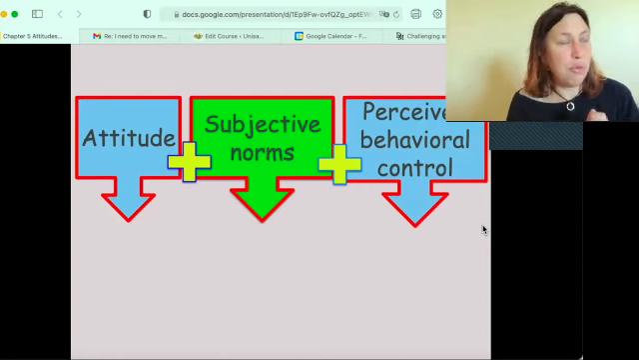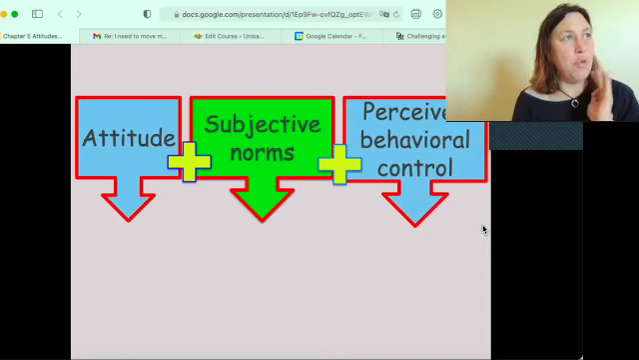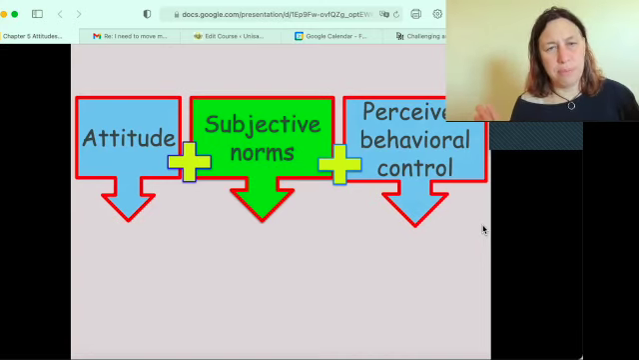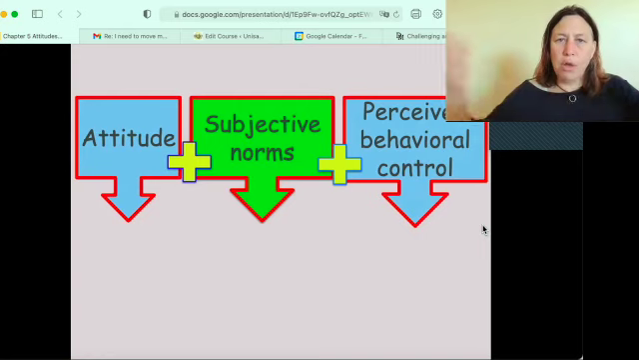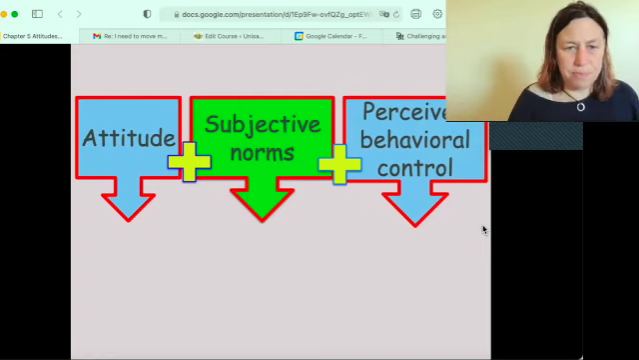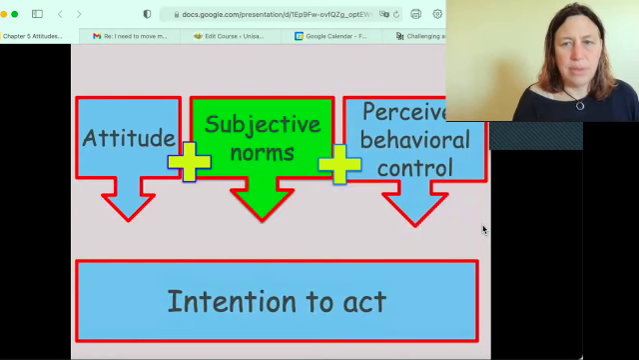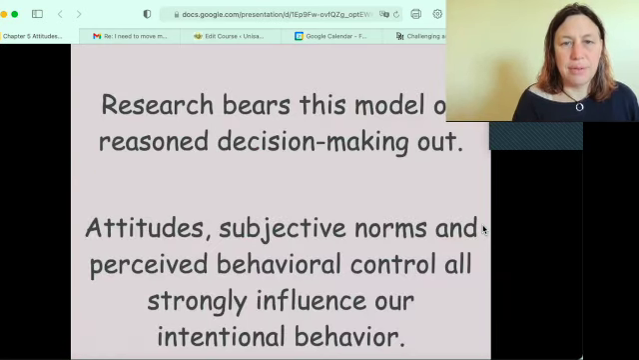So yes, you feel that you should be on contraception. Yes, everyone else also feels that you should be on contraception. This is the norm. But no, the local clinic is closed. Not only is it closed, but it's out of contraceptives. So now you're not going to take any behavioral control. Okay, so you need all three. Then you get the intention to act. Okay. And this is borne out by research. So it's reasoned decision making that we're looking at.